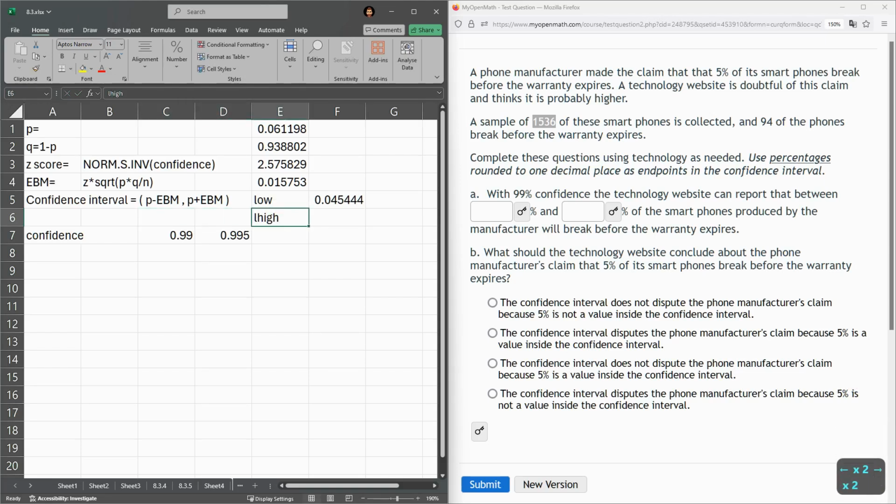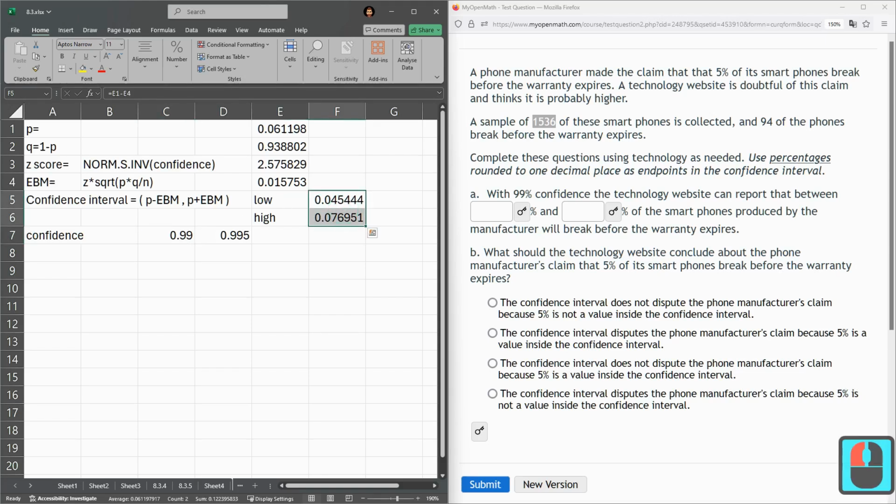It's this one right here, P plus EBM. P plus EBM. All right, so that's the low and the high right there. So what this says is if your experimental proportion is between these two numbers, that's reasonable with a 99% confidence.